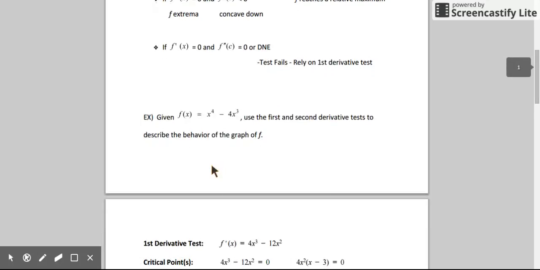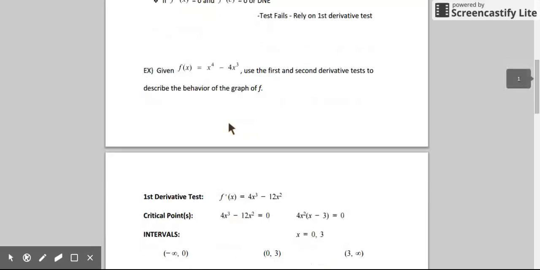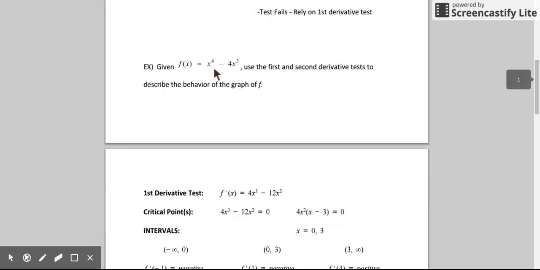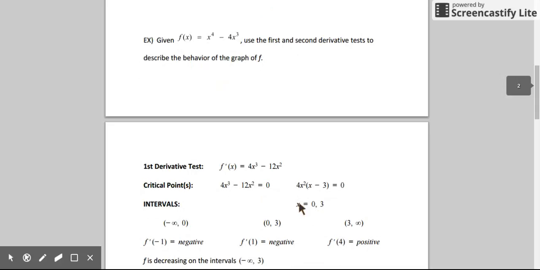Let's do an example and use the first and second derivative test to really visualize the behavior of this graph. So we'll use the example x to the fourth minus 4x cubed. Let's find the first derivative and describe where our graph is increasing or decreasing. So find the first derivative of this function using the power rule, and then find zeros or critical points of the first derivative. And we find our critical points happen at 0 and 3.